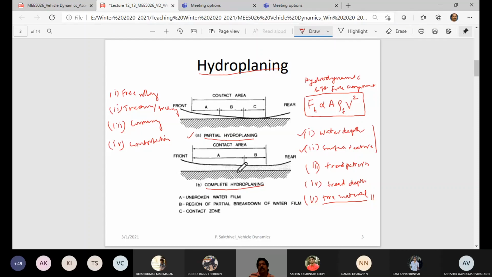And this would normally happen when you brake at high speeds, because high speed means the hydrodynamic lift force increases. At low speeds this value is relatively less, and that would lead to partial hydroplaning. But even partial hydroplaning is to be avoided. Why? Because if this is happening, it is going to reduce the tractive performance of your vehicle.